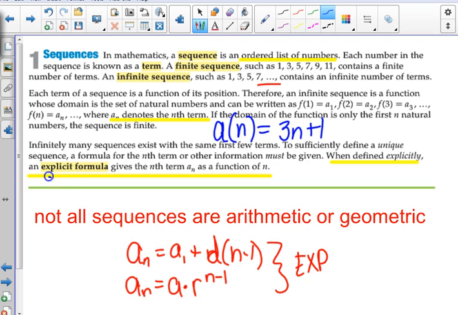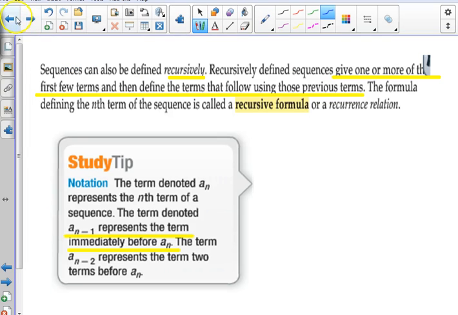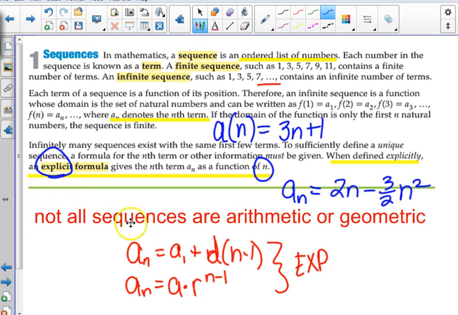The explicit form is when it is in terms of n, like the one I had up there. Or if it said some crazy formula like this. That's crazy enough. But that's an explicit formula for some sequence. It means if I want the 10th term, I just put in a 10. Okay, that one's not arithmetic nor geometric, which I think was a point on there, right? It's right down here. Not all sequences are arithmetic or geometric. You understand that you could be doing something crazy?